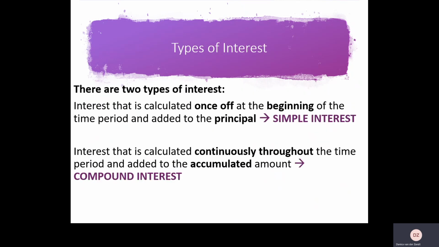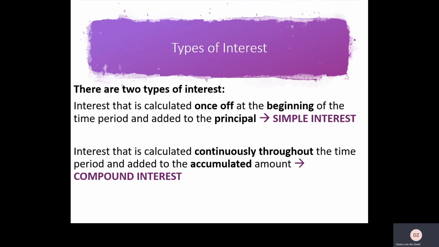Then we went on to the two types of interest. And I said that there are two types of interest. One where we calculate at the beginning and only calculate once, and that is called simple interest. Then there's one that we calculate at every compound. So there are 4 compounds in a year. We will do 4 calculations for that year. And if there are 2 years, then we'll do 8 calculations, 4 for each year.